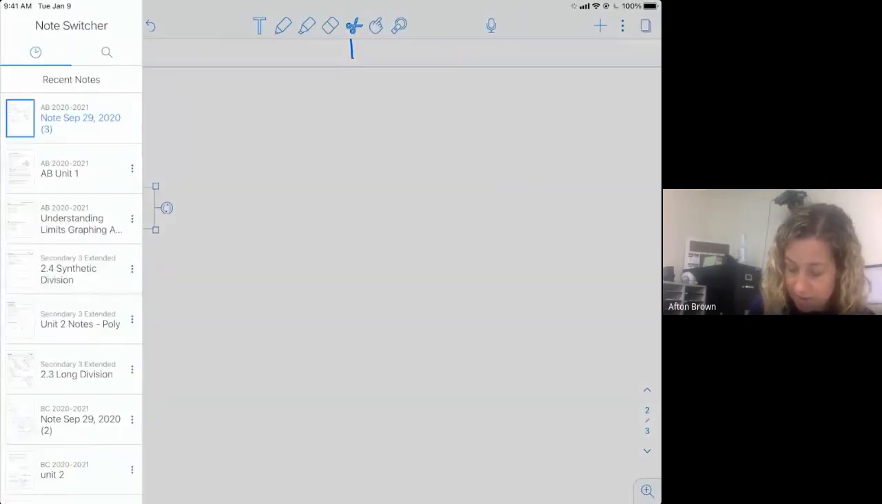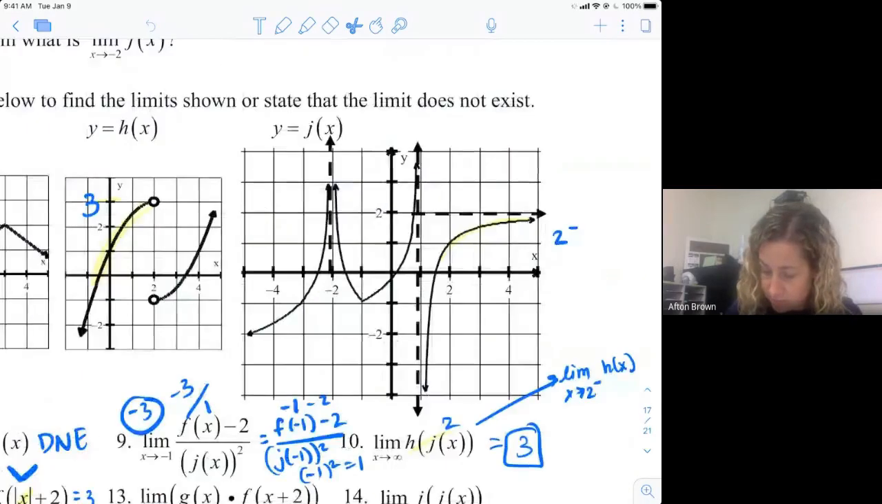Let's do 14. I'm going to grab the graph as well, so we can talk about this graph. I'm going to break this up into the limit from the right and the limit from the left.